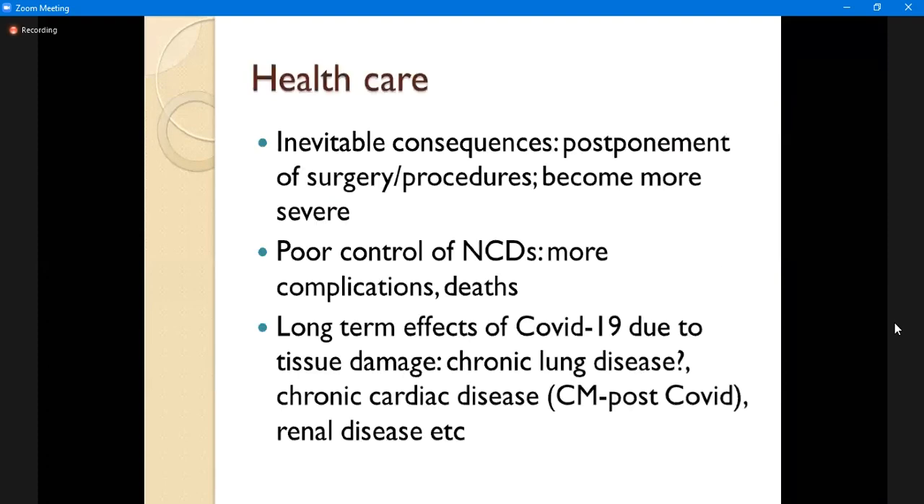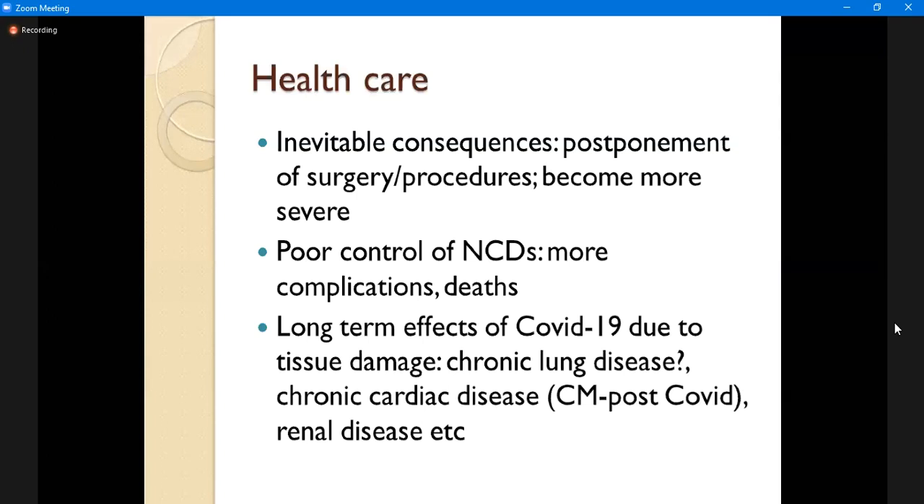Now the healthcare. There will be what are called inevitable consequences, but these are not actually particularly specific to COVID. The postponement of surgery and procedures, and patients becoming more severe and inoperable during that time, those are inevitable. But it doesn't happen only with COVID, because it can happen even after a doctors' strike. The doctors go on strike for 2 months, and this kind of thing happens again, and we know that. And also poor control of NCDs.